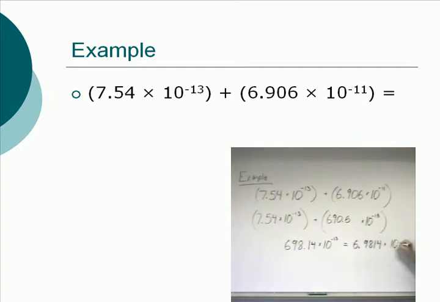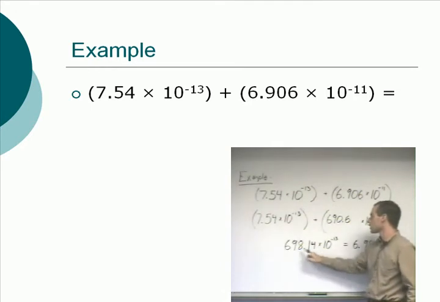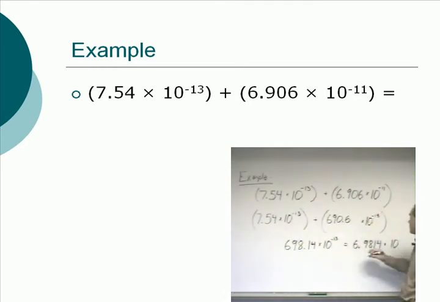Times 10 to the, now we made this side smaller, so this side has to get bigger, and it becomes negative 11. We should have changed it to negative 11. Exactly. Grant's right. We should have changed it to negative 11 because if we would have, we wouldn't have had to have done this last step.